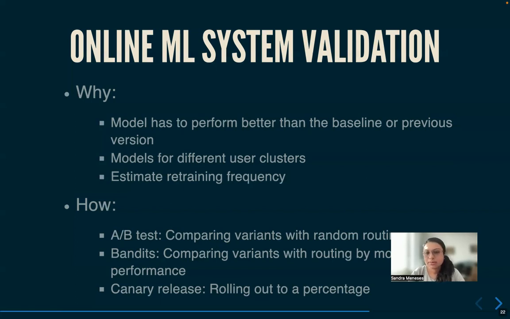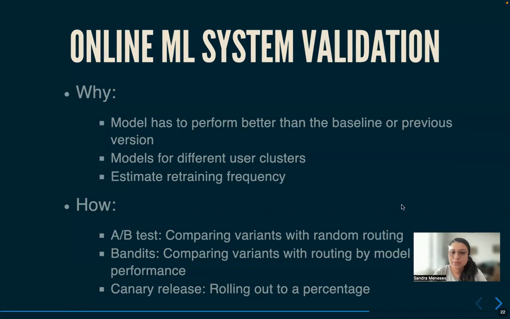How can we do this? The most common option is to do an A/B test, which is to compare two models or two variants. We expose these two models randomly to different users and see which group of users is performing better according to a metric that we predefined. The other option is to use bandits. That is very similar. The difference is that we start assigning more users to the model that is performing better. And canary release, that is to roll out to a percentage of users. If we see that the model is performing well, then we will deploy to all users.